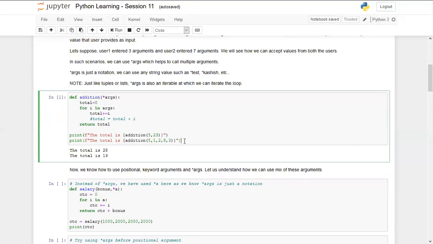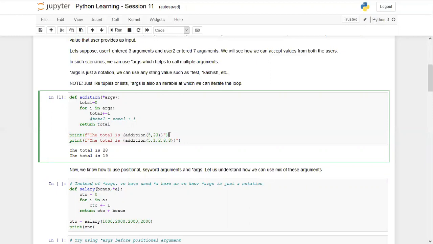So this is the basic idea behind using star args, that we don't have to define how many arguments we have to take from the user. The user can give any arbitrary values, like here we have given just 2 and here we are giving 5.